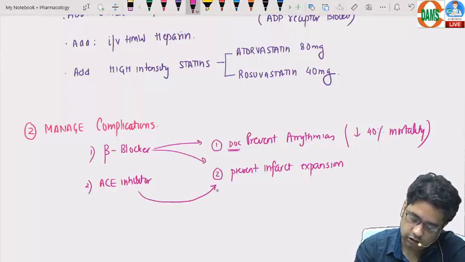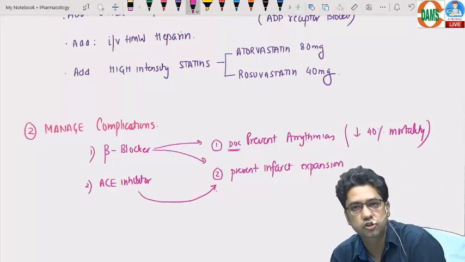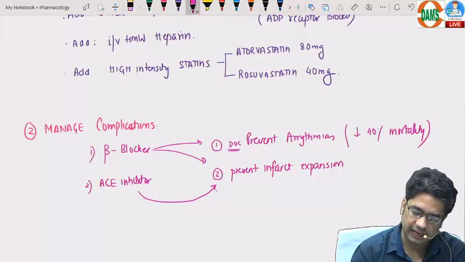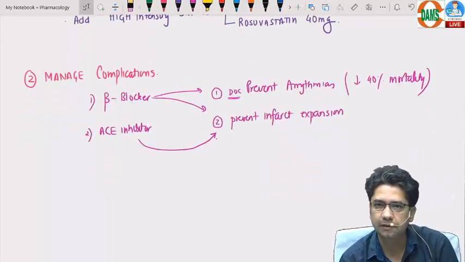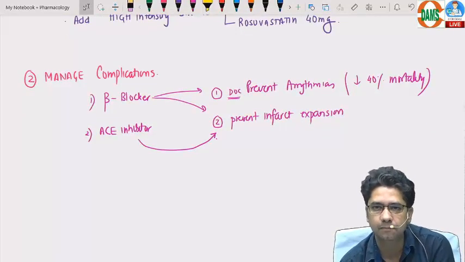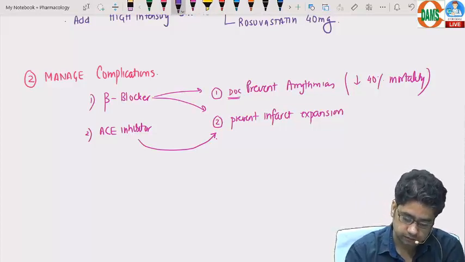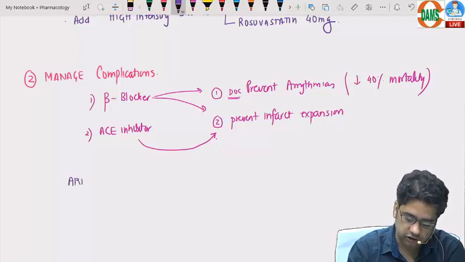ACE inhibitors also prevent infarct expansion. ठीक है. एटिनोलॉल, मेटोप्रोलॉल होते हैं ना बीटा ब्लॉकर. ACE इनहिबिटर, एनालाप्रिल, लिसिनोप्रिल, यू नो. नेक्स्ट पॉइंट, थर्ड पॉइंट, इफ एरिथमिया हैज़ ऑकर्ड, द फर्स्ट कॉम्प्लिकेशन इज़ एरिथमिया.